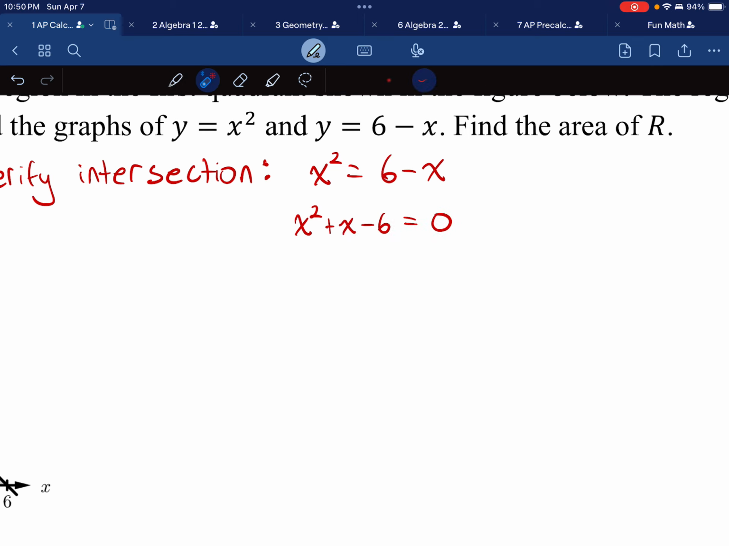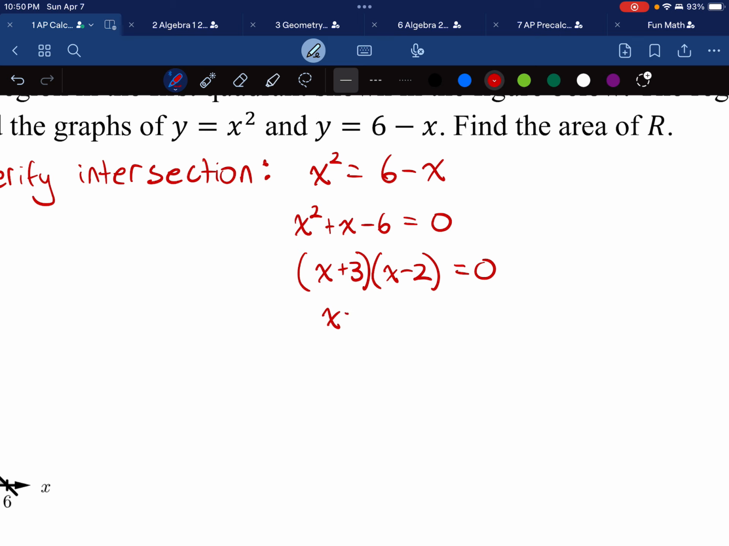And then I should be able to factor this thing. I can say that this is the quantity of x. Well, what two things multiply to 6? 1 and 6 doesn't help. 2 and 3 do help because 2 and 3 will somehow get to a 1. If I do plus 3 and minus 2, that'll get me to a 1, and therefore our answers are going to be negative 3 and positive 2. Again, using that zero product property.